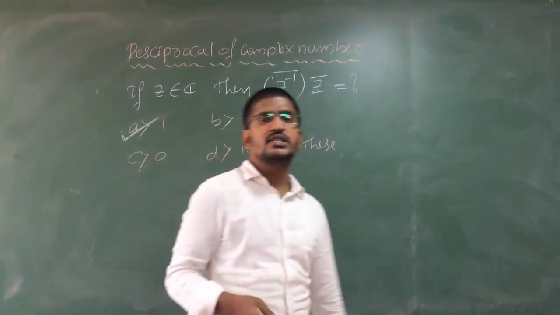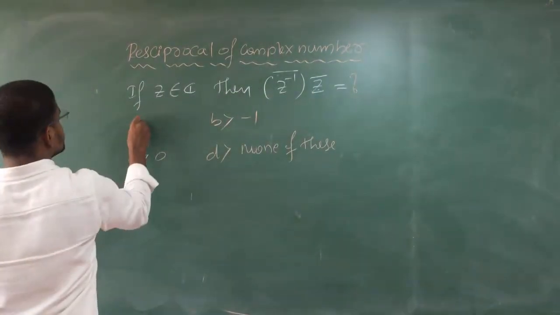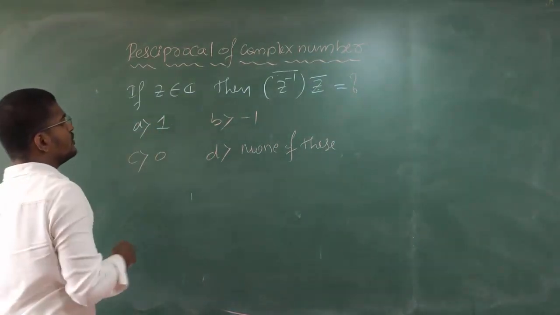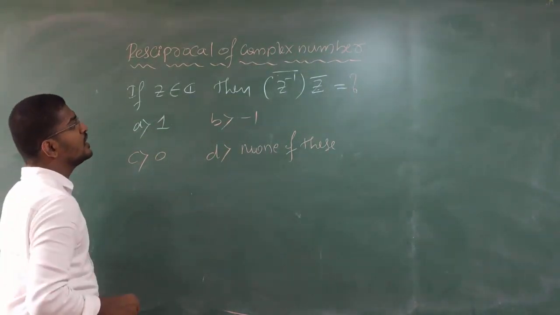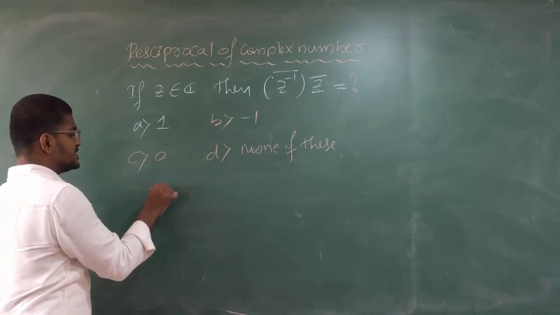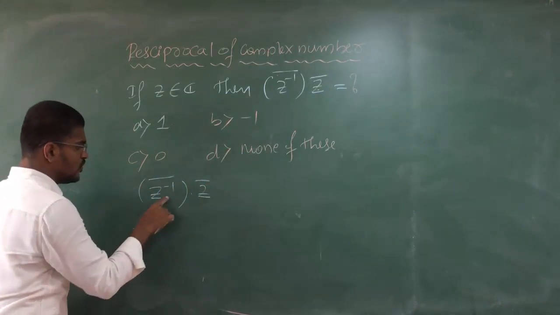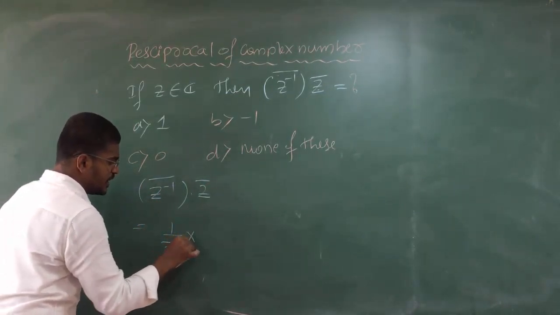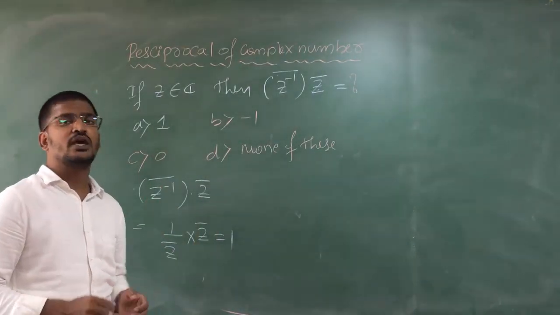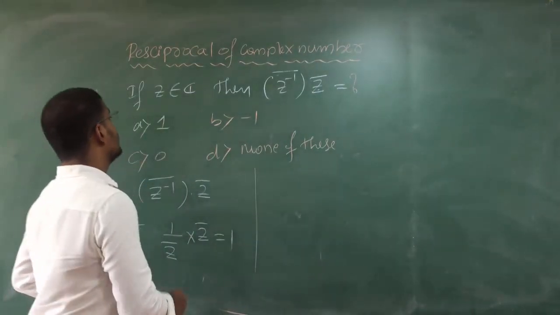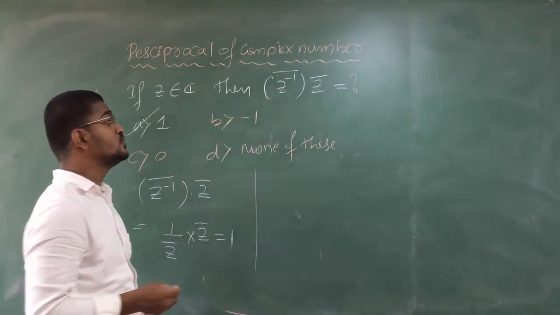Okay students, now by using the reciprocal of complex numbers, let us go for this problem. Clear? So a is 1, b is minus 1, c is 0, d is none of this. So here, let us take z inverse to the bar into z bar. This will be equal to what? 1 by z bar into z bar equal to 1. If you solve it in a simple manner, it will be like this, which is going to be equal to 1. So now you will have your answer as 1. No problem. But let us solve it in another way also.